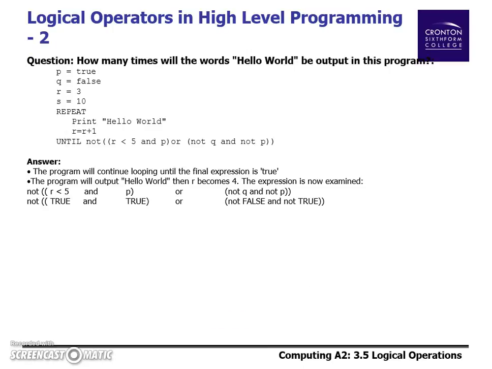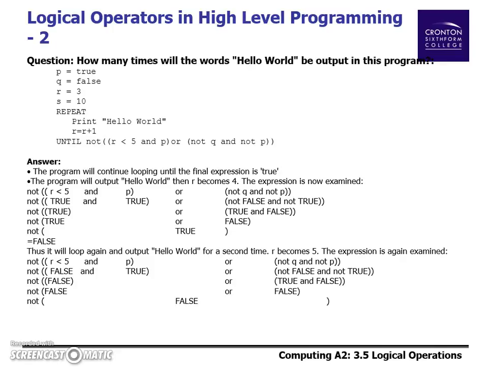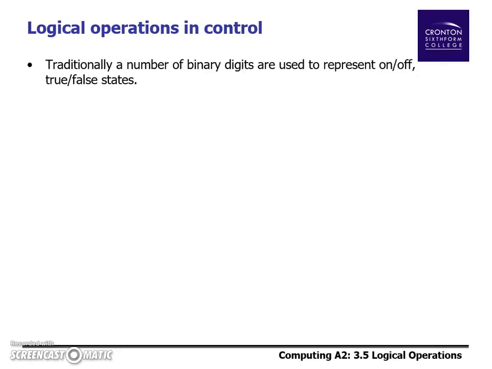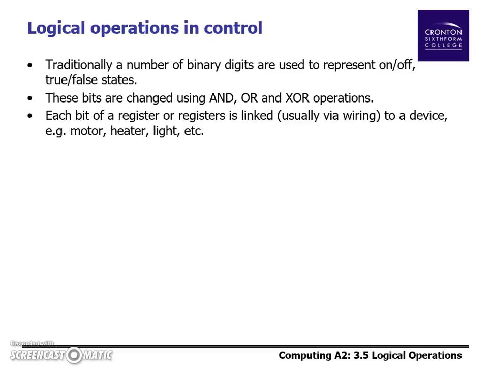Okay, we won't go through this one, it's pretty much the same as the last one, just in more detail. Okay, so logical operations in control. Traditionally, a number of binary digits are used to represent on or off, true or false states. These bits are changed using AND, OR, and XOR operations.